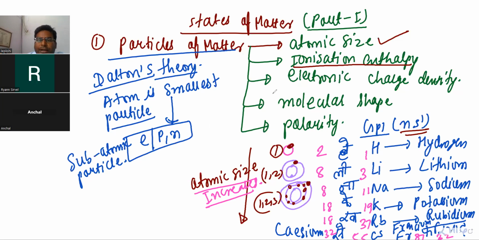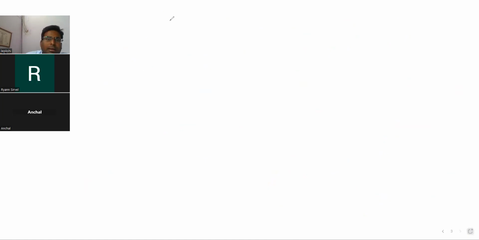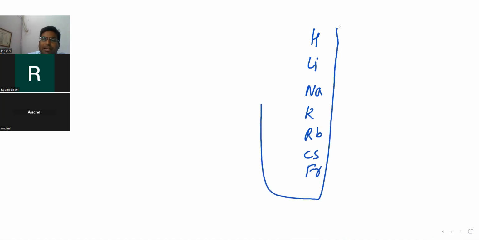Now see the next point, that is electronic charge density. Right. So you can easily observe it. As we are moving down the group, the number of electrons are increasing, right? So hydrogen, lithium, sodium, potassium, rubidium, cesium, francium. So this group we have discussed, right? I will take the next group. This group is called group 1. So please remember it. The mnemonic I have given you, right? This will be helpful in the s block.